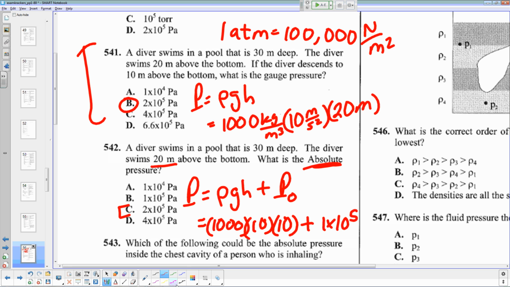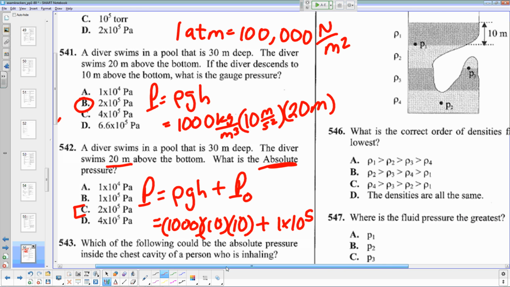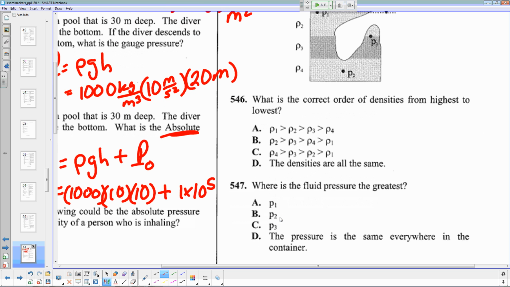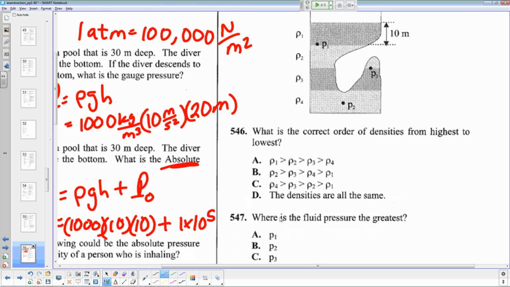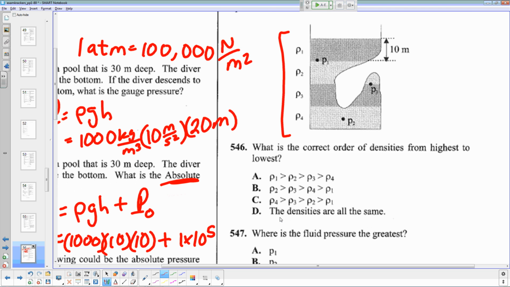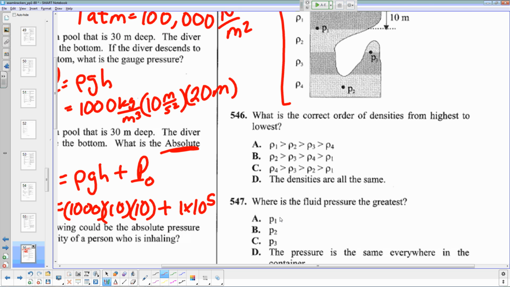Let's do a couple more. Let's do this 547. It's referring to this figure right here. I have this figure where you have 4 different liquids, and I want to know where the fluid pressure is the greatest. This is P1, this is P2, and this is P3. 547, where's the pressure the greatest?